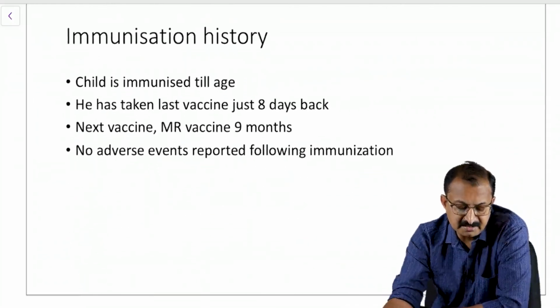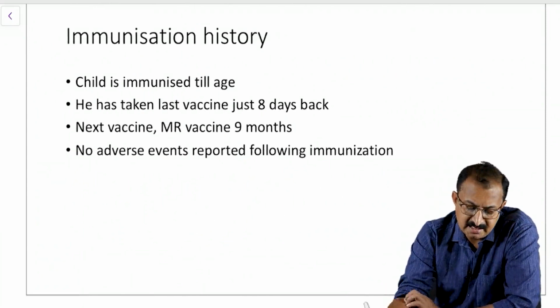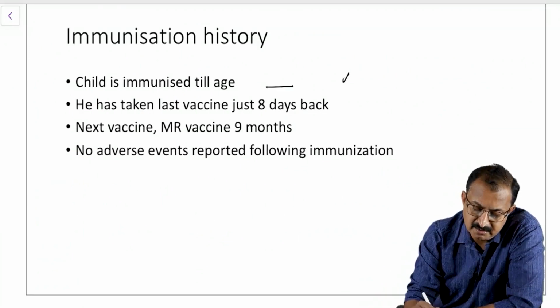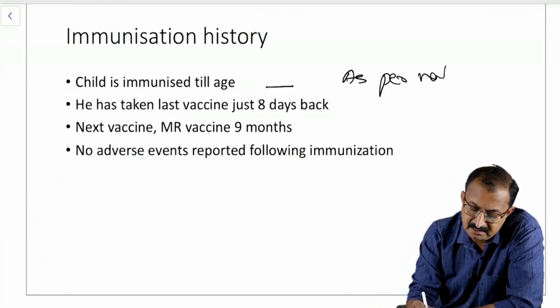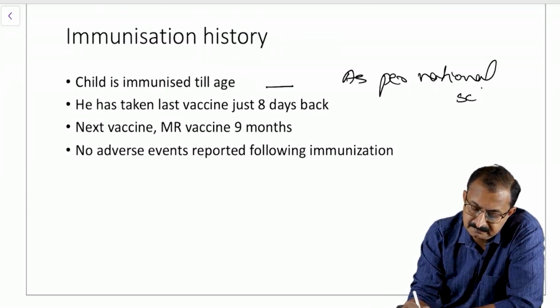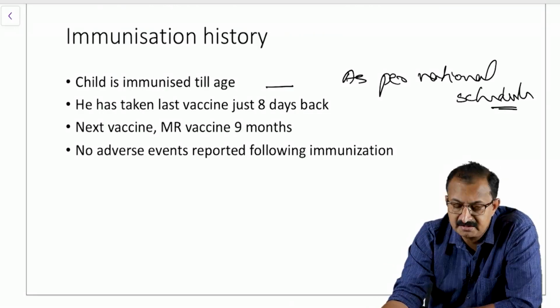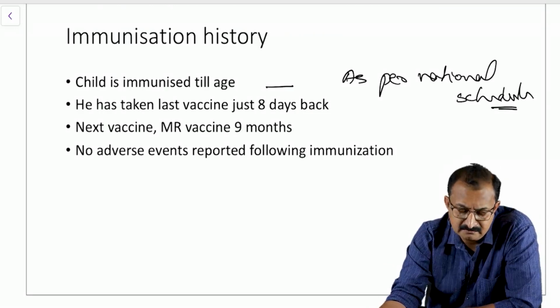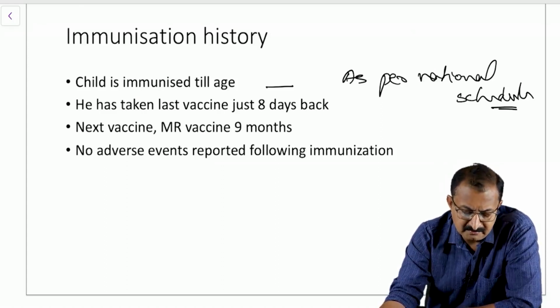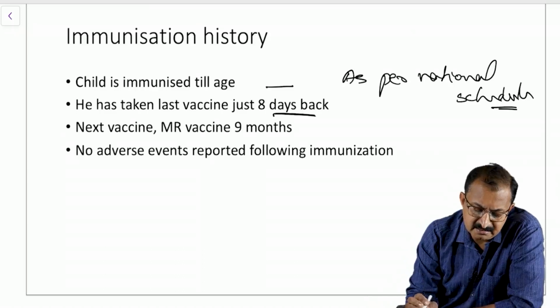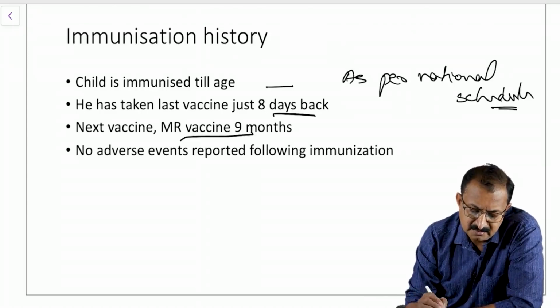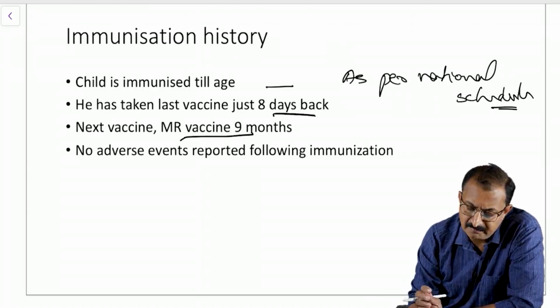In the immunization history, the baby is immunized till age as per the national schedule. There are some immunizations which are not included in the national schedule, which are called additional vaccines. You can inquire whether the baby was given anything like that also. The baby took the last vaccine just 8 days back, and the next vaccine to be given is MR vaccine at 9 months. There are no adverse events reported following immunization.